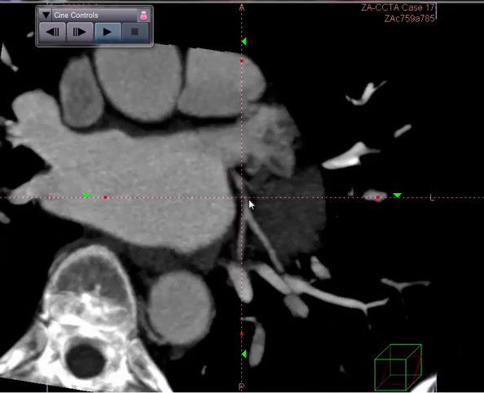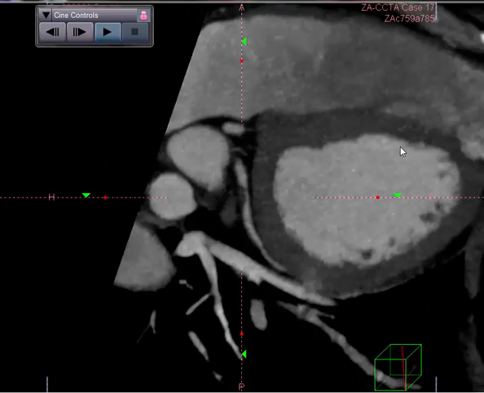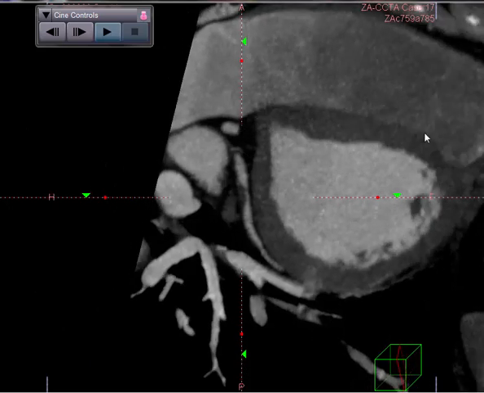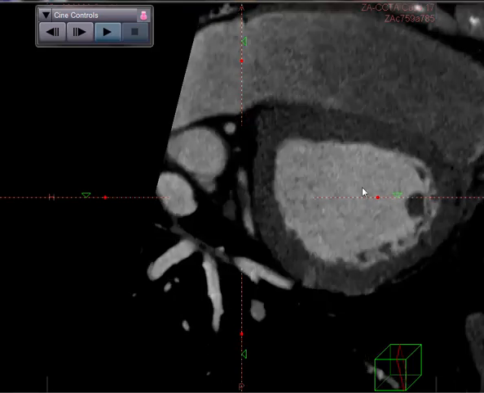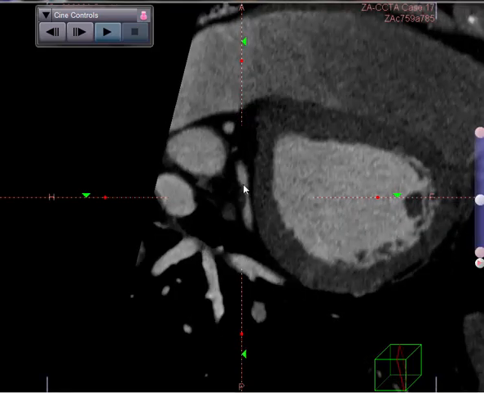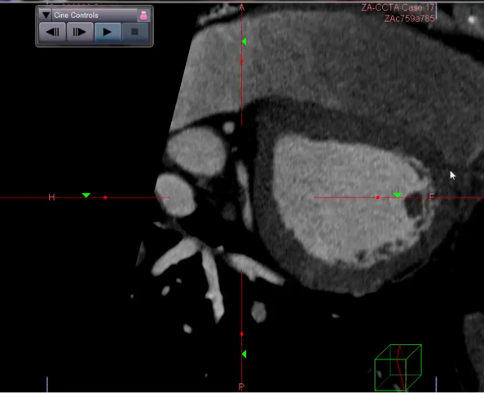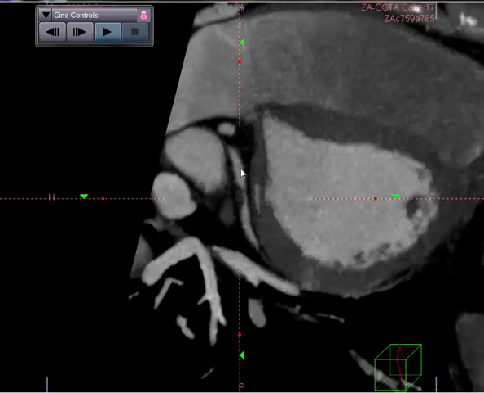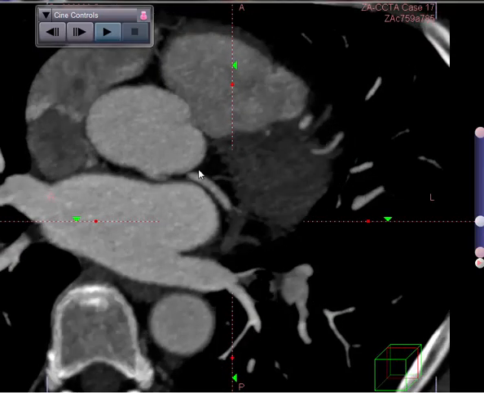Now if we switch to a 5mm MIP, you can see again very eccentric obstructive disease. If we switch to an MPR view, you can get an even better view of this area showing the non-calcified plaque and the focal obstructive disease. Let's take a look at the other vessels.